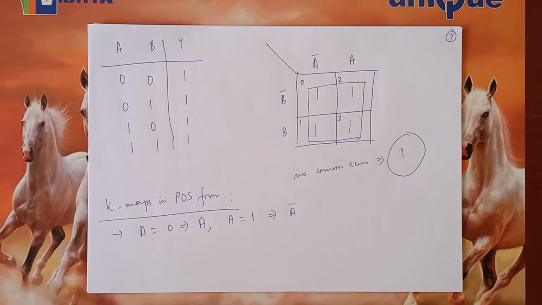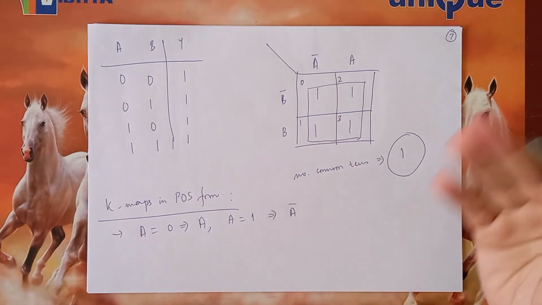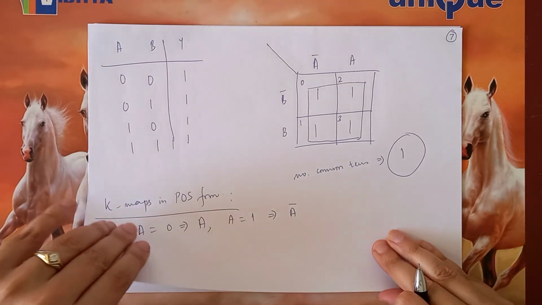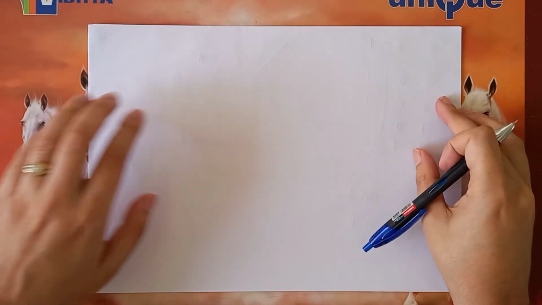But over there, each group will correspond to a sum term. Each group will correspond to a sum term. And all groups have to be combined using dots. That is how you get POS. So now, supposing I have something like this. Let us take a very simple example.